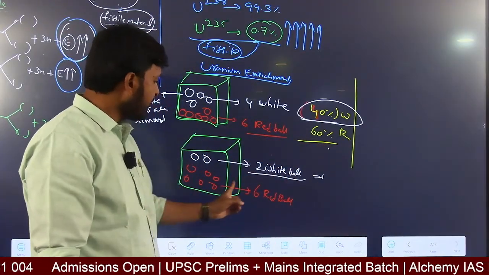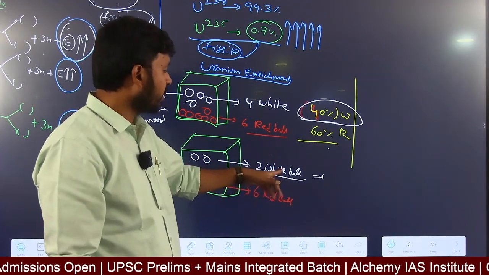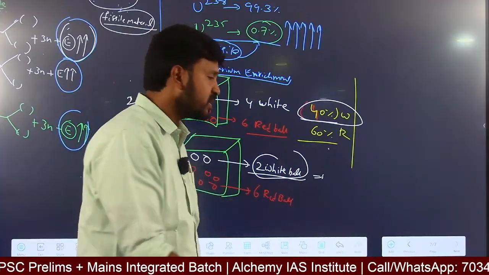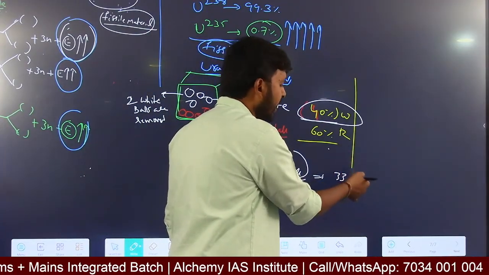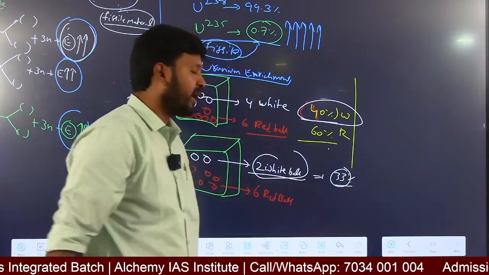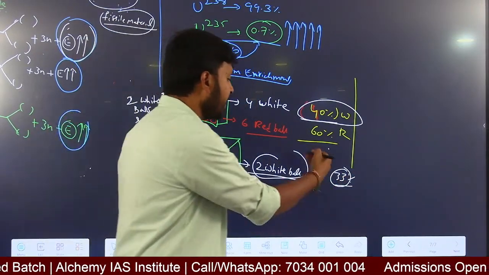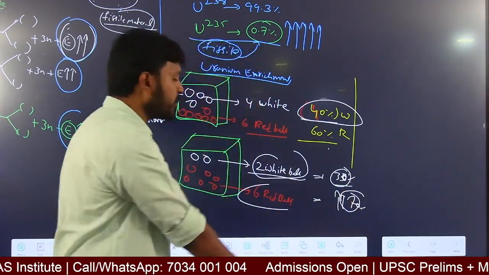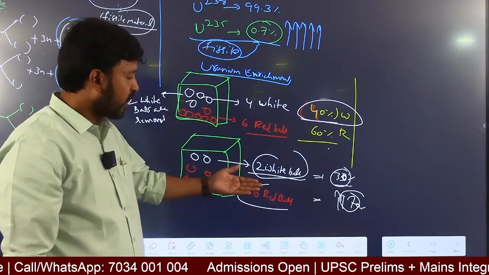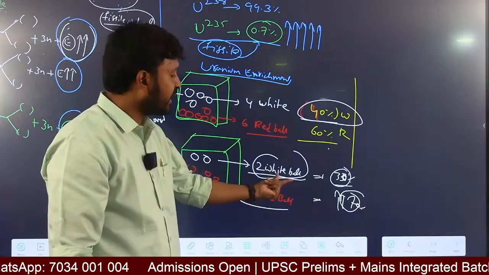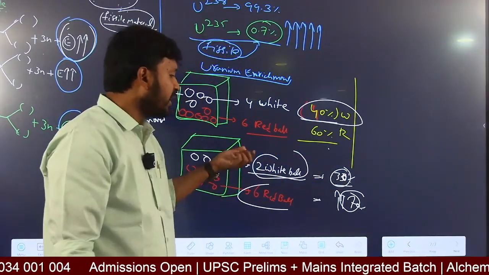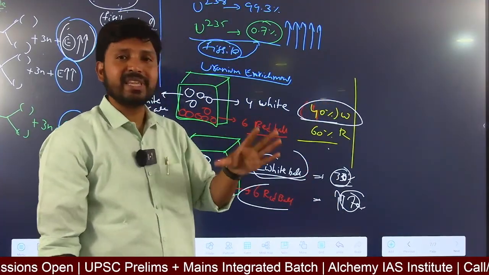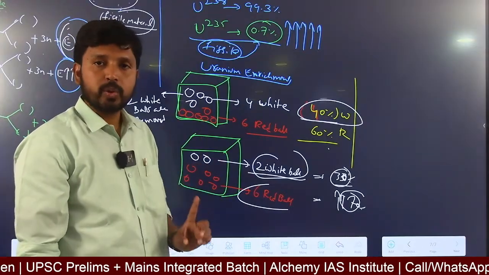Now if I remove white balls, what is the proportion of white balls now? Its percentage will be reduced compared to the 40. Let us assume the percentage has come down to around 30 percent. If it is 30, then definitely the other proportion will increase to somewhere around 70. Is it clear? As the percentage of any element is removed, the other elements' percentage has increased, right? The same technique will apply in the case of our uranium enrichment also.